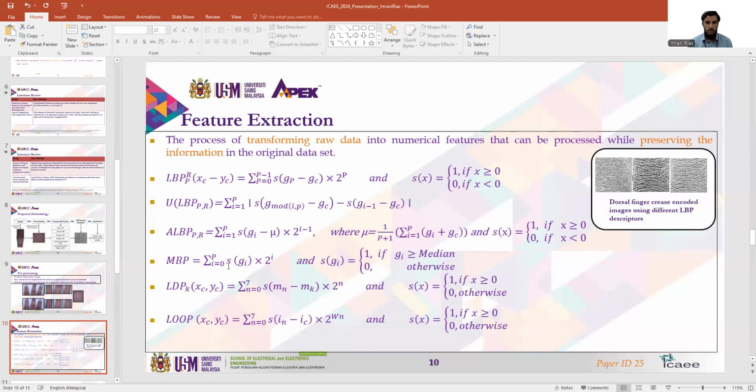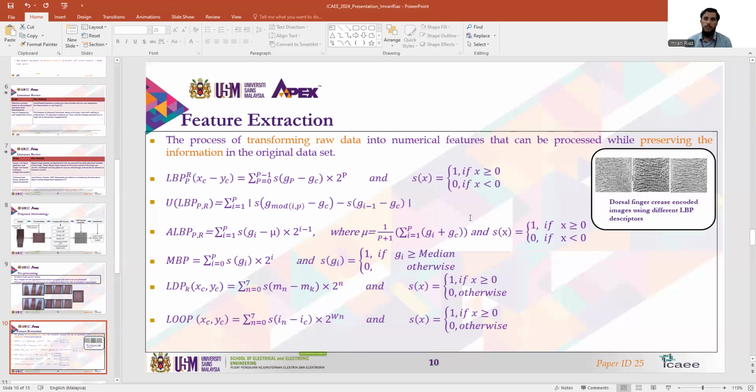Similarly, there is the median binary pattern. In median binary pattern, the median is taken of the 3x3 image patch, and then the surrounding pixels are compared with the median pixel. And then LDP and loop.